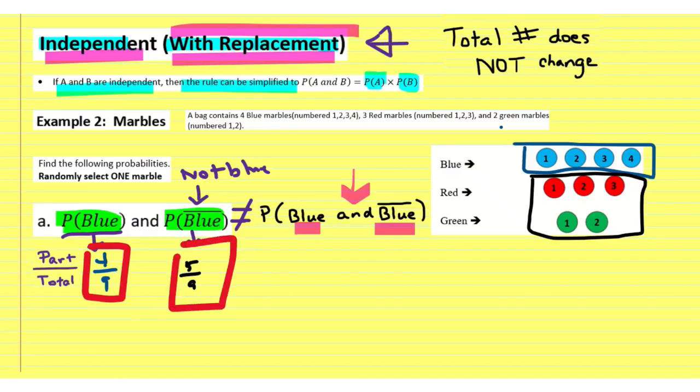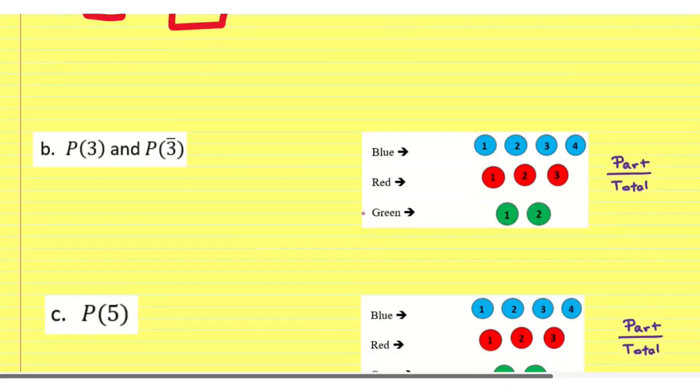Now, I want to point out also that this not blue is considered the complement of the first one, blue. If you add those two together, 4 9ths plus 5 9ths, you will end up with the entire bag of marbles. And when you've got a probability and the complement of the probability, they will always add up to 1 whole bag of marbles.